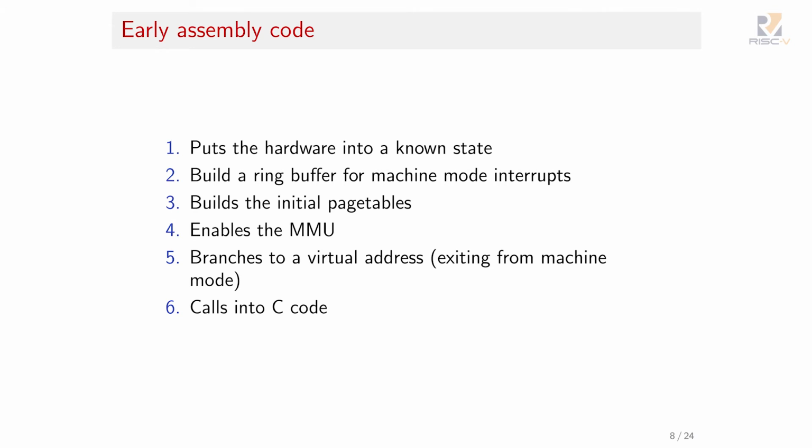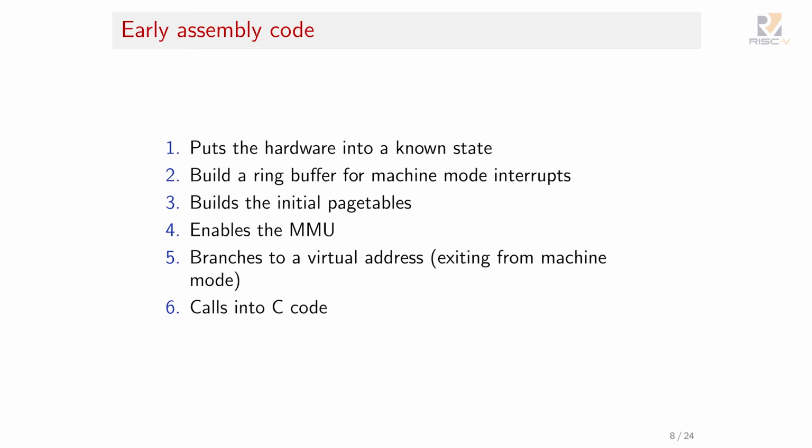So when we start porting, we usually start with early assembly code. We need to put hardware to some known state, like we need to disable MMU and reset some hardware configuration. And we need to build a ring buffer for events. I described it on previous slide. And we need to build initial page tables covering the size of our kernel, like 3 or 5 megabytes.